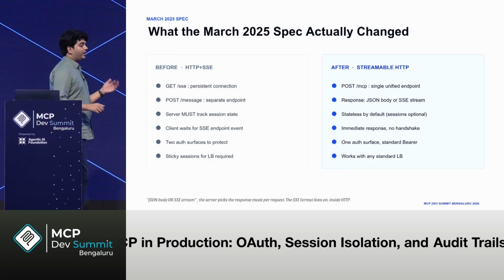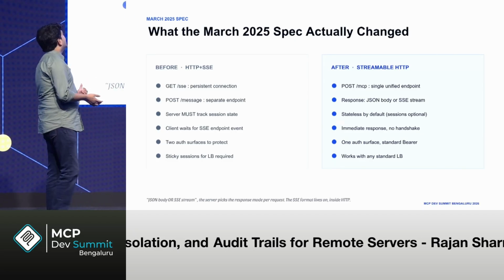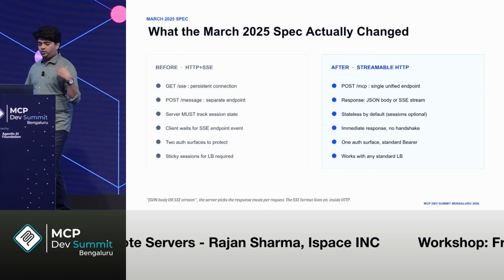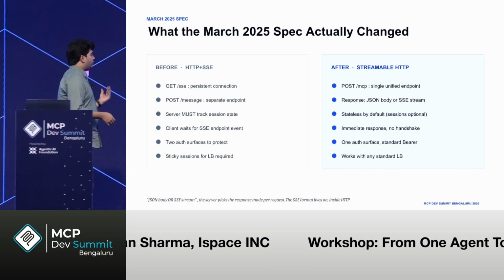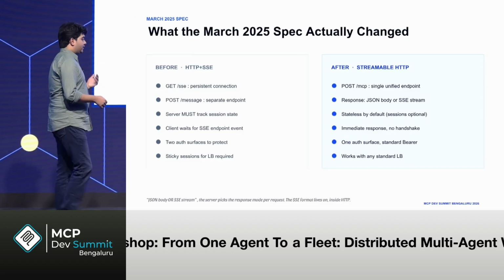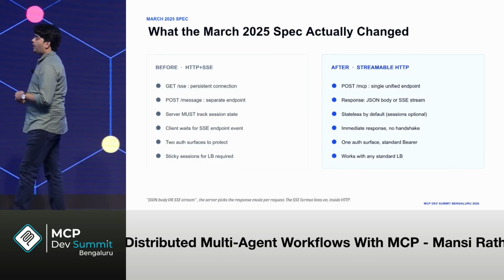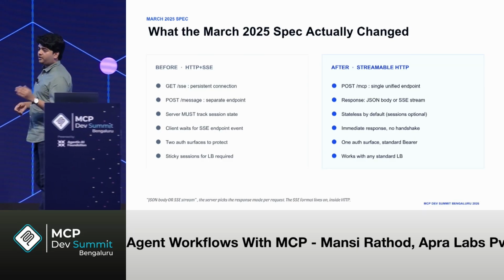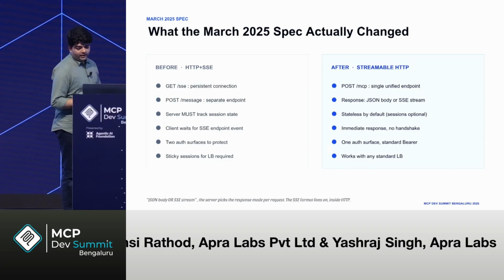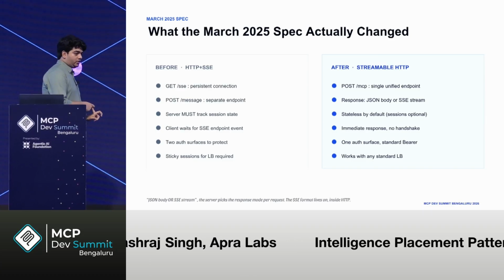So what did March 2025 change? Why did streamable HTTP come into place? We got to know what the conflicts between HTTP and SSE are: two endpoints, two different authentication barriers, two different sticky sessions for the load balancer to even work. Plus the server must track the session state, which pod it has been connected to, right? But with the March 2025 spec, with streamable HTTP starting to roll out, those things were not required as much. Because now you had a single endpoint, post.